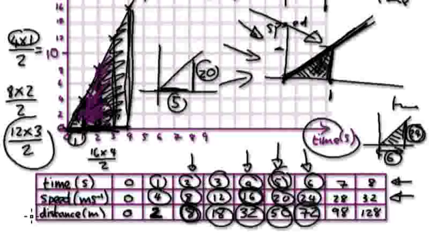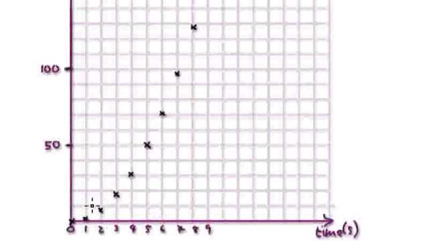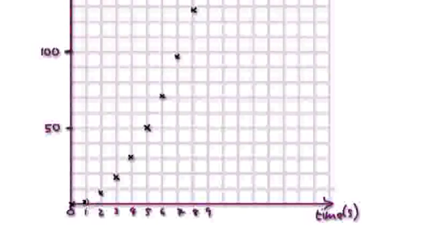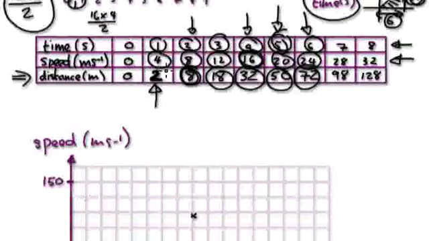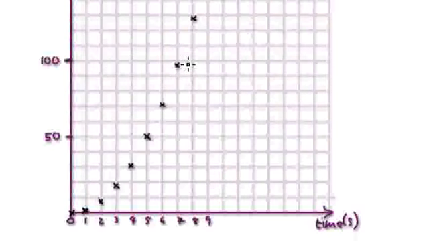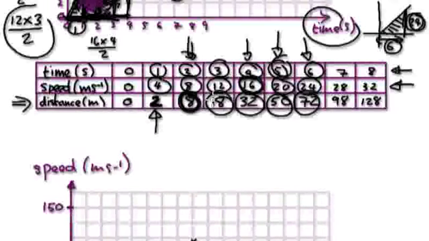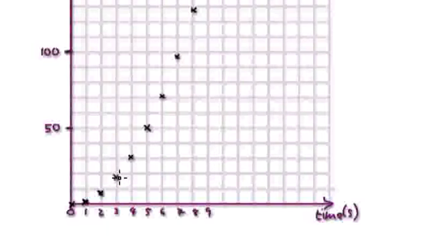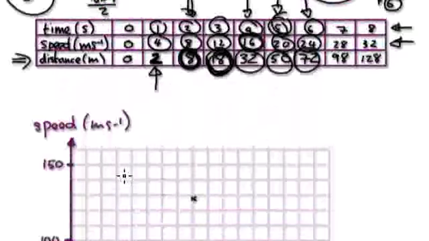Now, if you look at the distance time graph of our situation, it will look like this. After 1 second, the distance traveled will be 2. That's why it's down here, 2. After 2 seconds, the distance traveled will be 8, so you can see there's a bigger increase. After 3 seconds, we would have done 18, and so on.